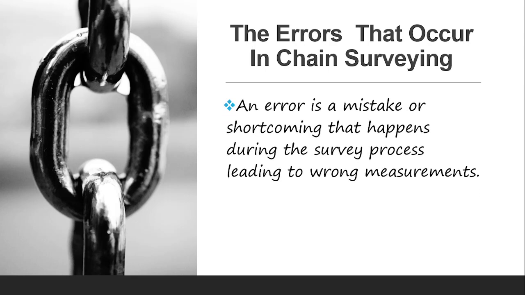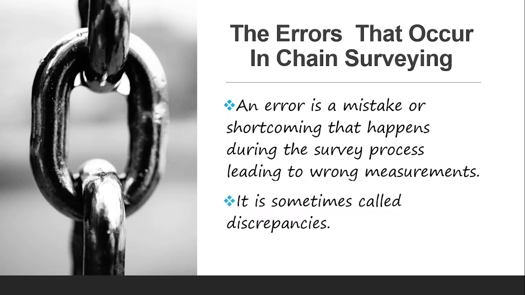An error simply means a mistake or a shortcoming that happens during the survey process, leading to wrong measurements or wrong recording of the data. So an error is just a mistake or a shortcoming that happens during your carrying out the surveying process. It is sometimes called a discrepancy. There can be various kinds of mistakes, which we call errors or discrepancies, when you are carrying out chain surveying.